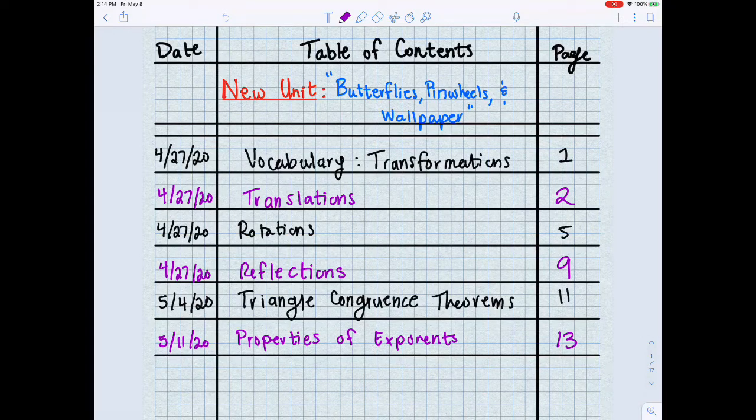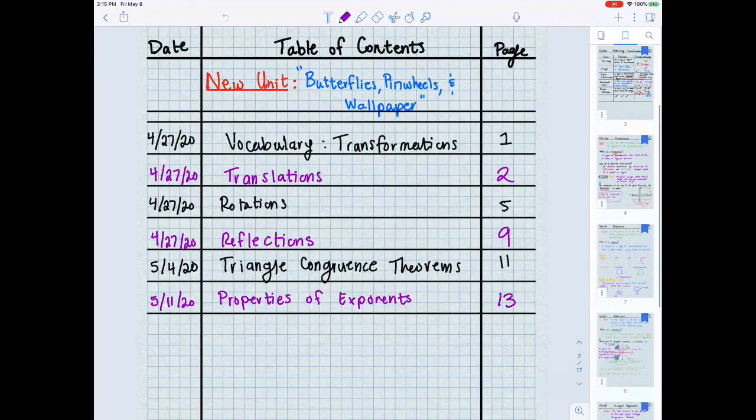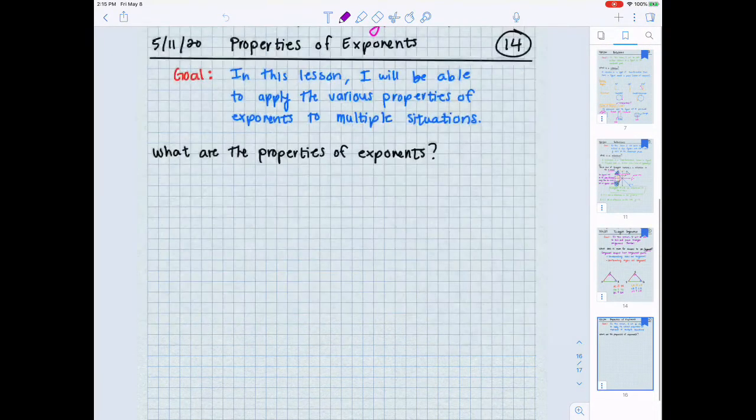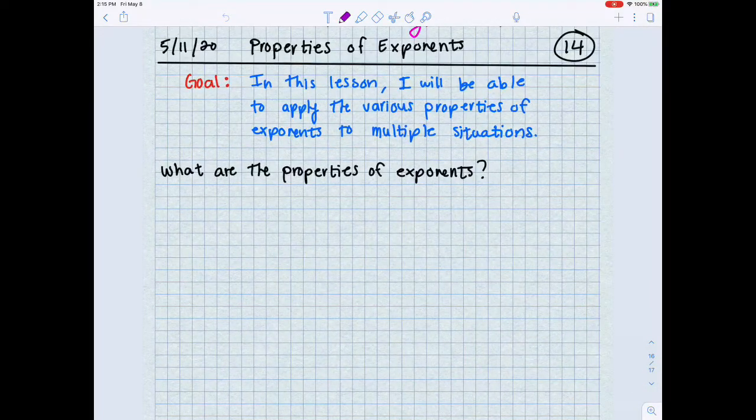All right, so if you're following along in my notebook, I created a new section for properties of exponents, and let's go ahead and get to our notes page here. So properties of exponents, the goal for today: in this lesson, I will be able to apply the various properties of exponents to multiple situations, right? Like I said, there's quite a few different places where you guys will apply all of these properties.